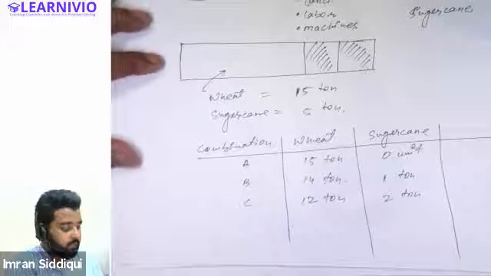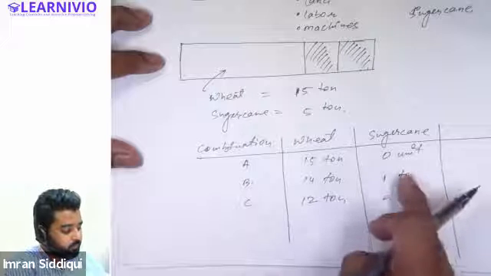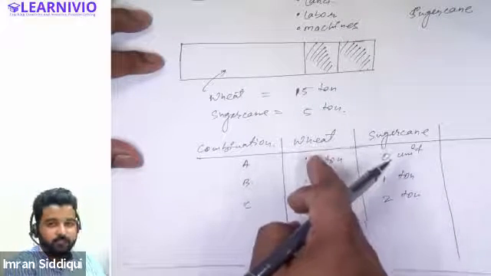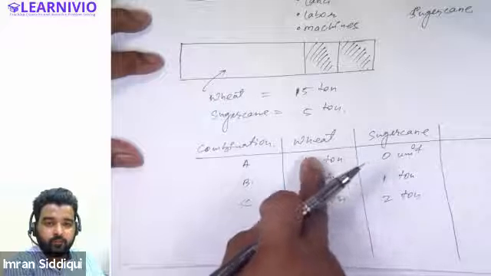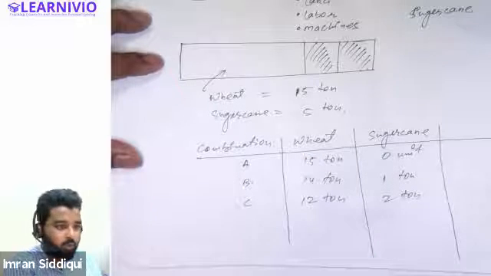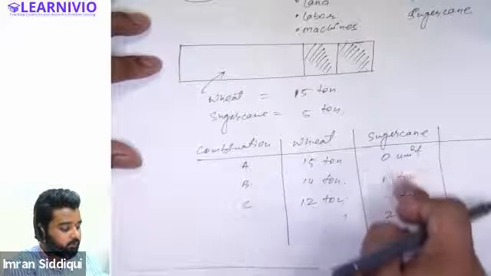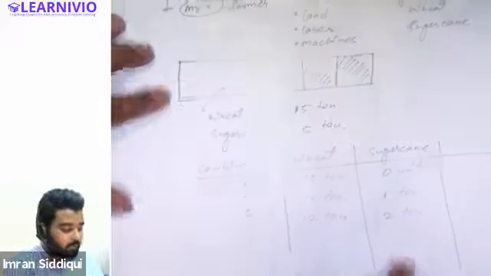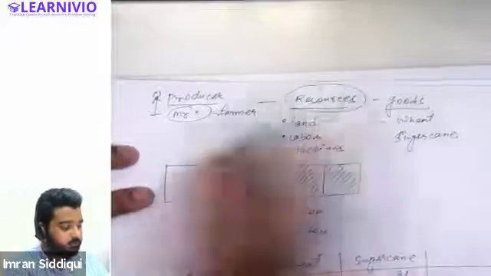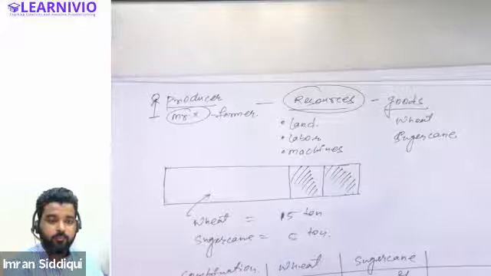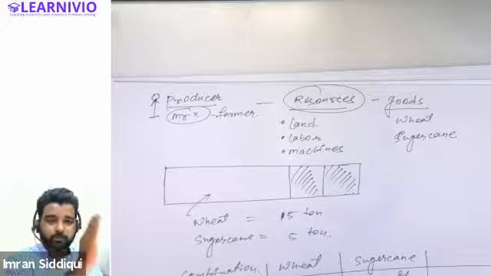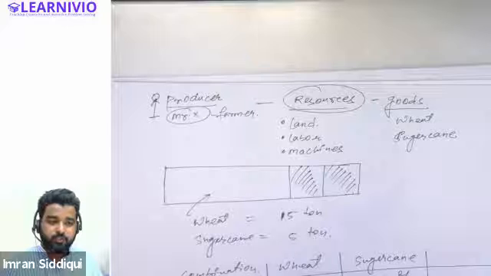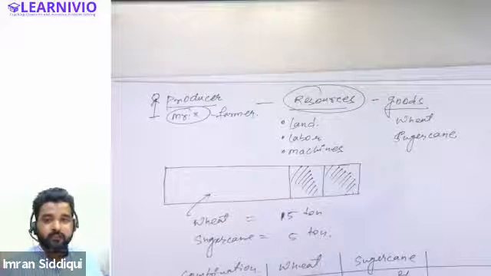You're getting my point? Basically, if the producer wants to increase the production of sugarcane, then he will have to sacrifice a certain number of units of wheat. He cannot increase the quantity of sugarcane without reducing the quantity of wheat, because he has a limited amount of resources available with him. If he wants to increase the production of one commodity, he will have to sacrifice a certain number of units of the other commodity, considering the resources are limited.